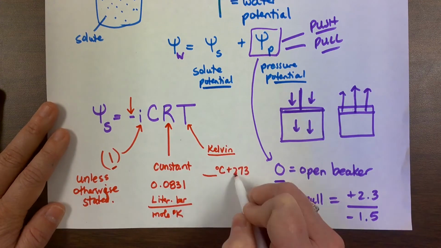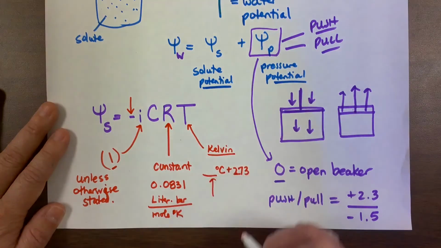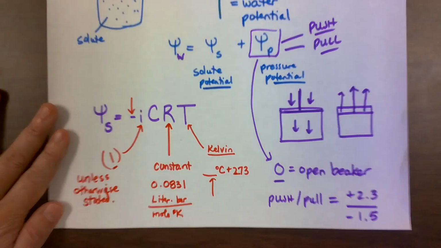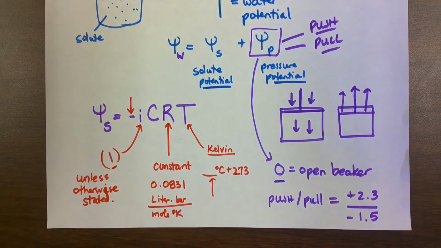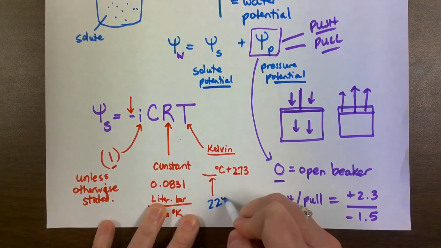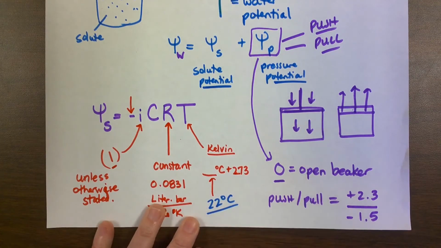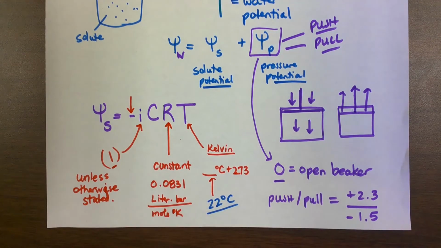So normally they'll give you the Celsius temperature. And if I do not give you Celsius temperature, you're going to use 22 degrees Celsius. All right. So that would be your room temperature. Now, if the temperature changed, you would put whatever the temperature was in here and then add it to 273. I'm going to do some examples for you, so don't panic.